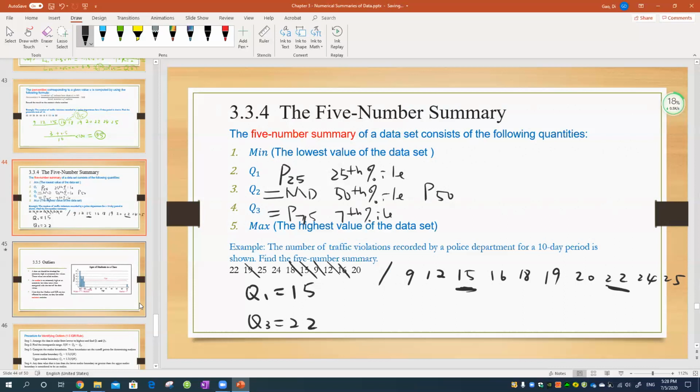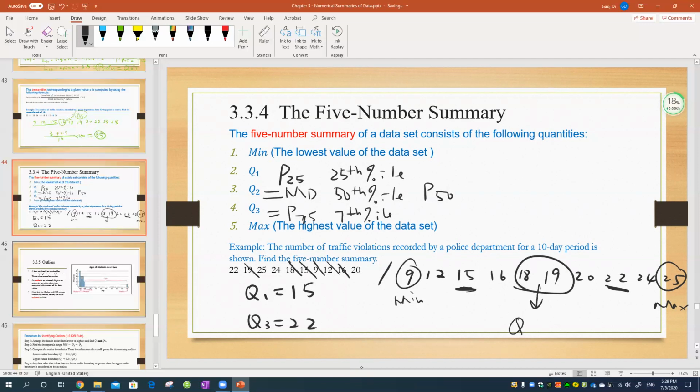And then now we need the minimum. So minimum is the smallest number, so we can just circle this 9. That's our minimum. And then 25, that's our maximum. So now we just need the Q2. Since we have a total of 10 values, then we have 2 values in the middle to generate our Q2. So 1, 2, 3, 4, the 5th and the 6th. So these 2 values are gonna tell us Q2 equals 18 plus 19 divided by 2, that's 18.5.